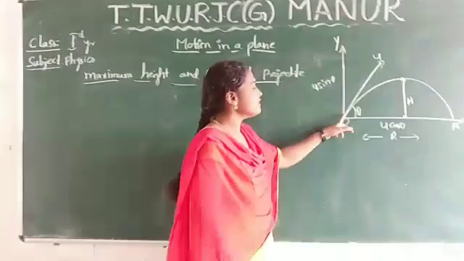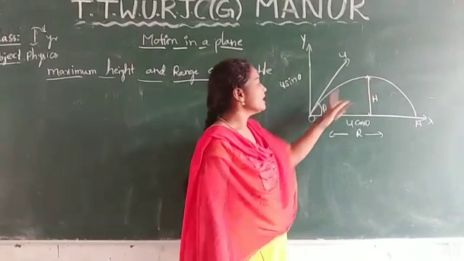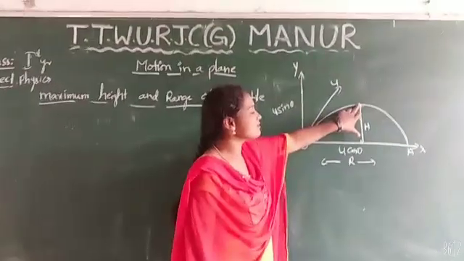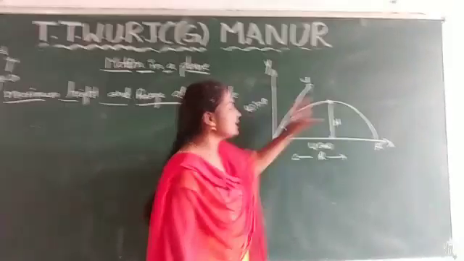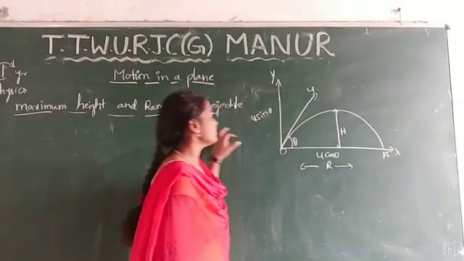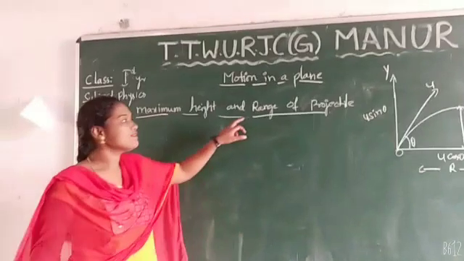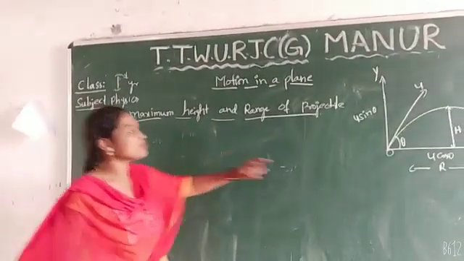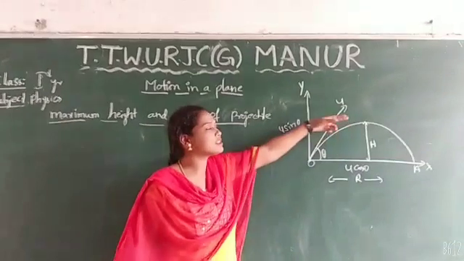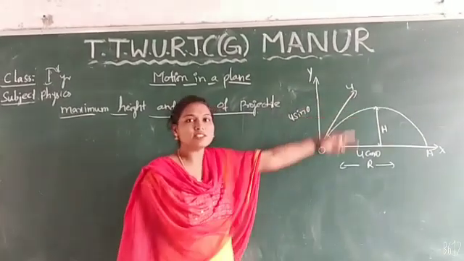Here, whenever we are projecting any object, it is moving to some maximum height. What is the equation for this height, and it is covering some range. So this range we are going to derive in today's class. For that, first, whenever we are projecting the object, it reaches the maximum height. Whenever it is reaching the maximum height, there the velocity is 0.